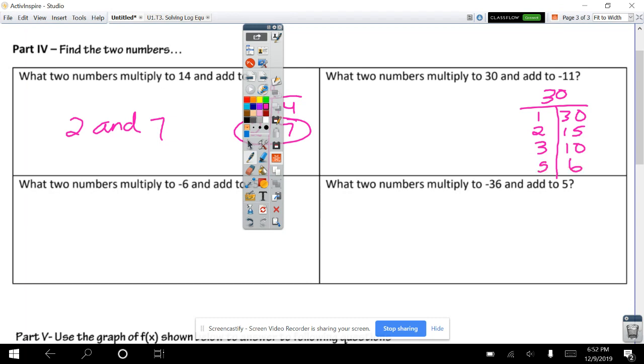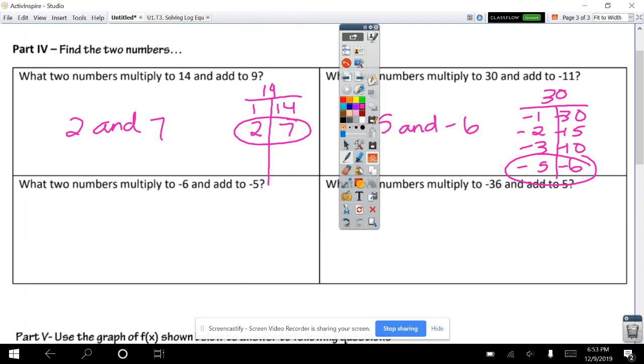All right, so they need to multiply to a positive and add to a negative. So that means that both my factors should be negative. So whatever I pick, they're both going to be negative. And then I need to look which of these would add to negative 11. Well, that would have to be negative 5 and negative 6. So negative 5 and negative 6.